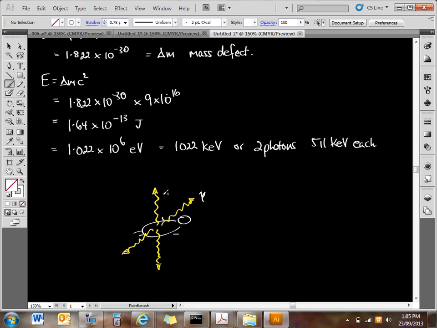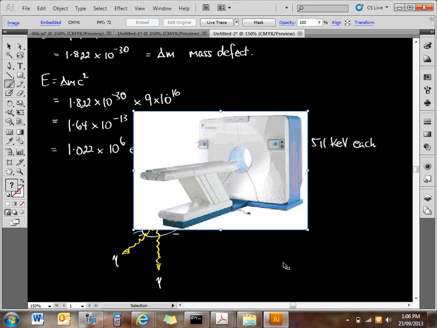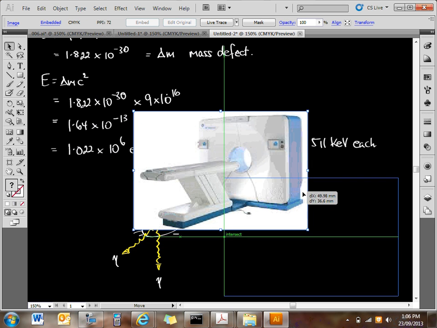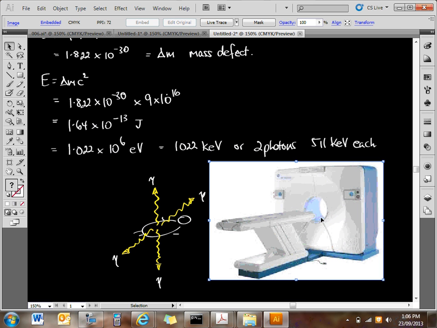Gamma ray photons are being emitted all over the place in opposite directions. Now, if I have a device that can measure when corresponding photons are emitted, or where they are emitted from, that's where this device comes in. So we can place our patient inside this array of detectors inside here.